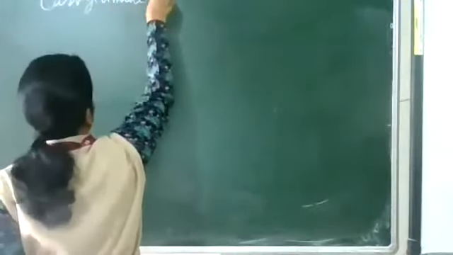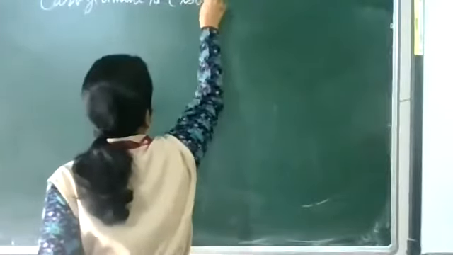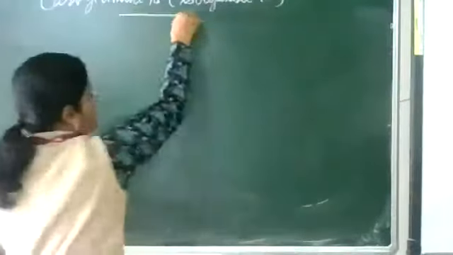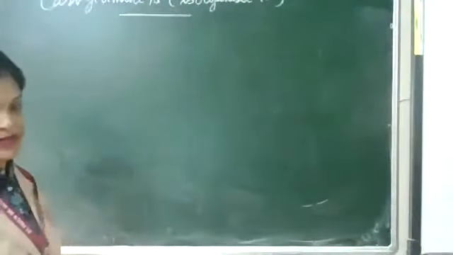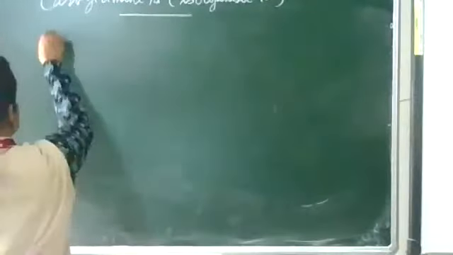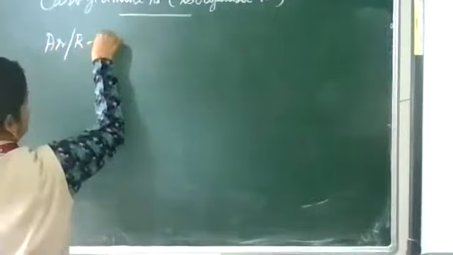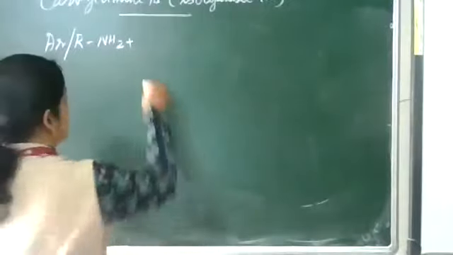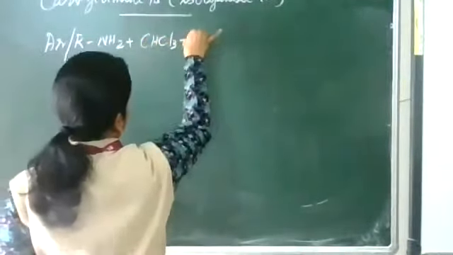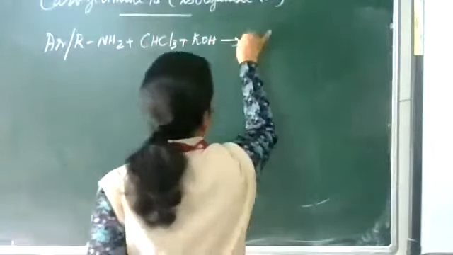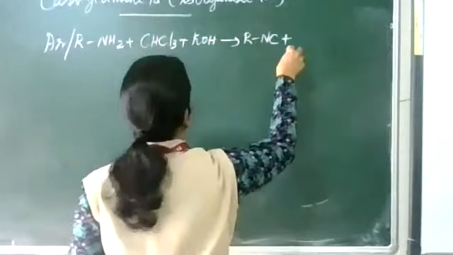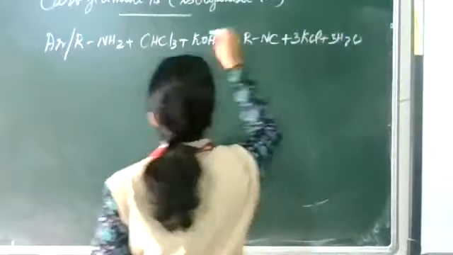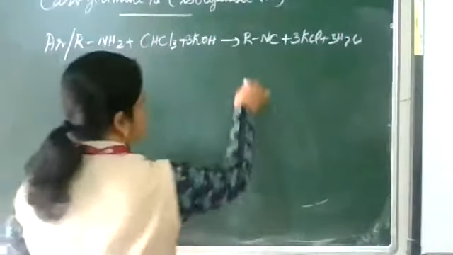Carbylamine reaction. It is also called the isocyanide test. Isocyanide is a test or reaction given only by primary amines, aliphatic or aromatic primary amines. That is ArNH2 or RNH2 in presence of chloroform and alkali gives RNC plus 3KCl plus 3H2O. So here 3. This is isocyanide.